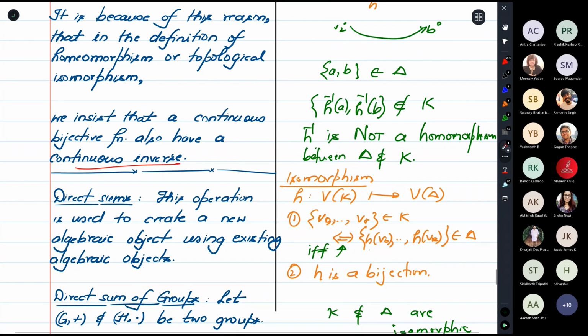Okay, so that's what we are emphasizing. In the context of groups, fields and vector spaces, a bijective homomorphism automatically implies that the inverse is also a bijective homomorphism. That is not the case in the context of continuous functions between topological spaces or functions between simplicial complexes. So when we have to talk about isomorphism, we have to explicitly emphasize that the inverse satisfies some additional property.